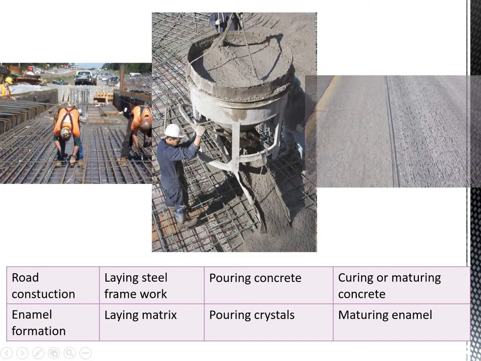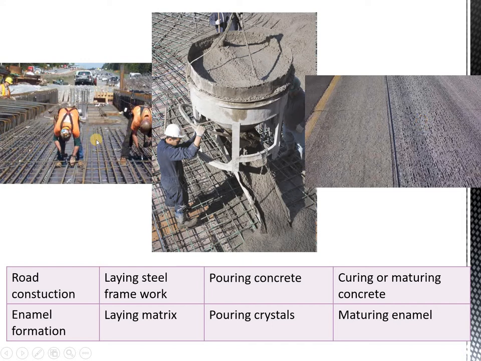Let's look at an analogy of tooth formation. Tooth formation is compared to the formation of a road using concrete material. You have iron or steel rods which form the matrix. Later on you pour the crystals, that is the cement, and then you mature the crystals. Similarly, in the enamel, in the first stage you have amelogenin being deposited. In the second stage you have hydroxyapatite crystals being deposited. In the third stage you have ameloblasts in the maturative phase, giving rise to the maturation process, that is the smooth and the rough form, which matures the enamel.